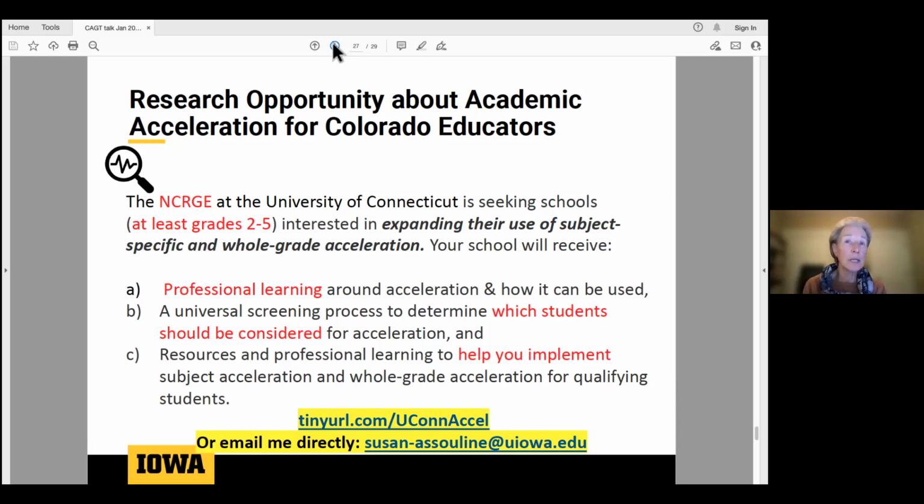If you are interested in expanding your use of subject-specific and whole grade acceleration in your school, you can go to this website here or email me, and you can sign up and you'll get professional learning about acceleration, how it can be used. You'll learn about a universal screening process, and you'll get resources and professional learning to help you implement subject acceleration and whole grade acceleration. I know there's also a tiny stipend, and you need to do it soon because the deadline for expressing interest is February 15th.